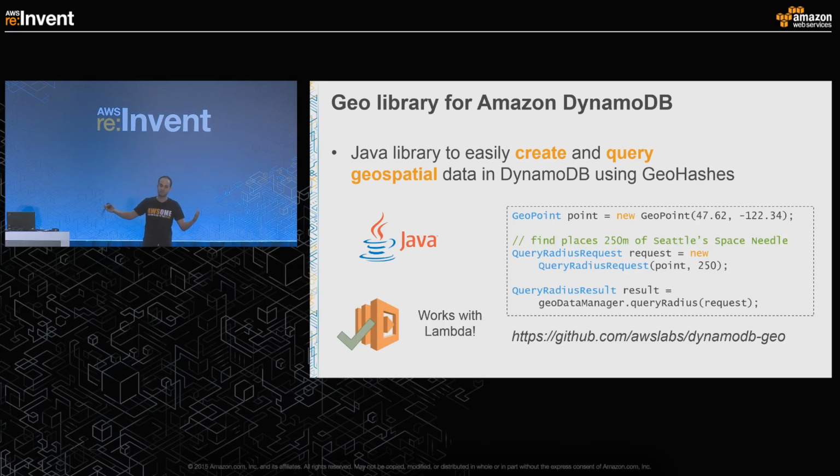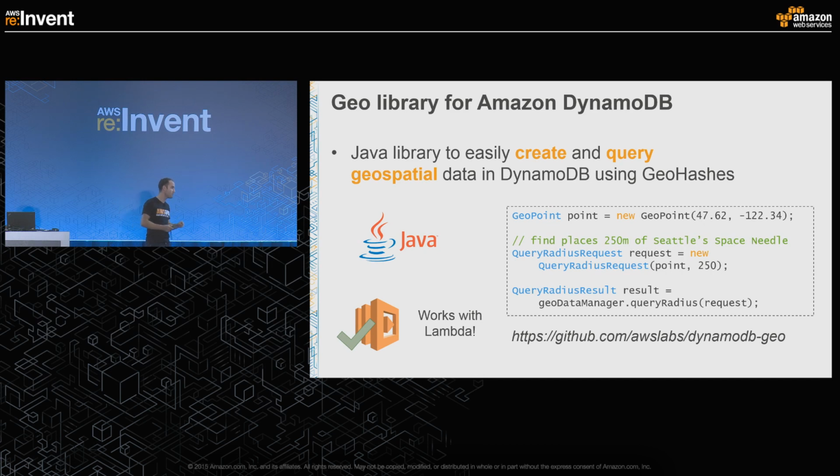So if we want to say, give me everything that is 250 meters away from the dot that I just pointed, which is Seattle Space Needle, it's as easy as saying, create a radius request, give me the distance that I have to that radius, and query the results, which will now go to DynamoDB, sort it accordingly, and find that location. So that's great, because that allows us now to create matching algorithms.